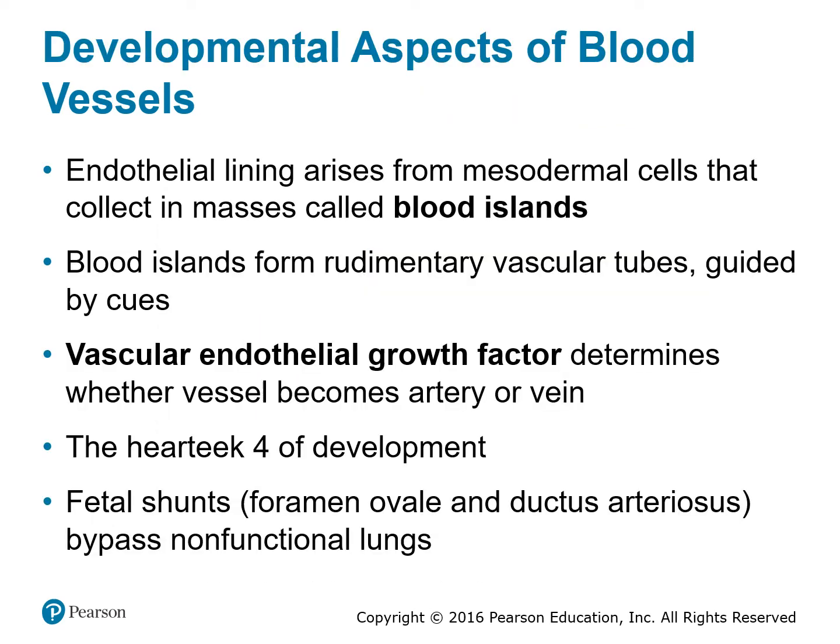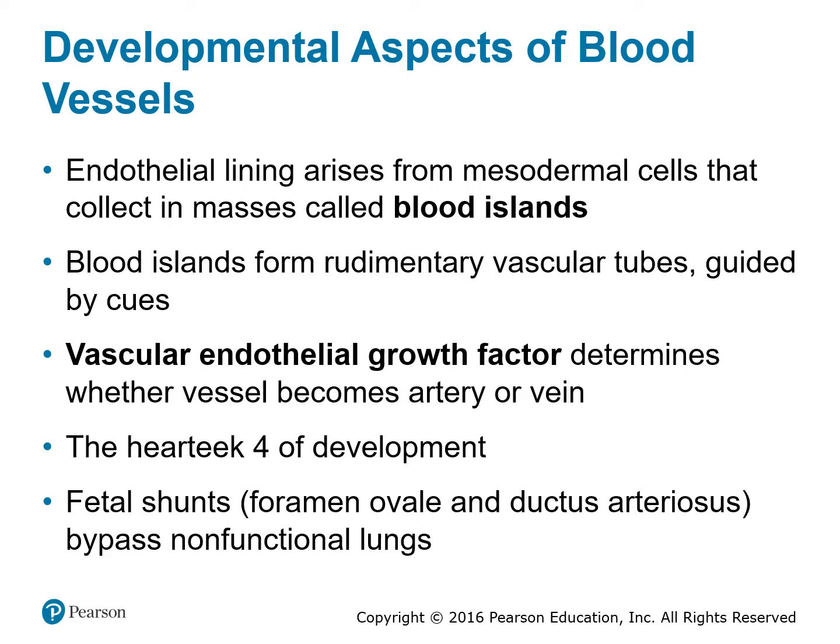Developmental aspects of blood vessels. So endothelial lining arises from mesodermal cells. Remember our endoderm, ectoderm, mesoderm. So mesodermal cells that collect in a mass are called blood islands. Now blood islands form rudimentary vascular tubes guided by cues. So vascular endothelial growth factor, or VEGF, V-E-G-F. We talked about that in previous chapters and how it instigates growth. It determines whether a blood vessel becomes an artery or a vein.